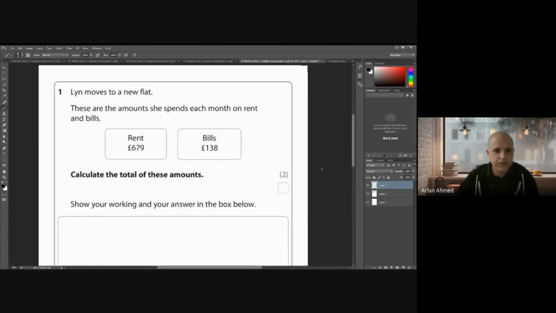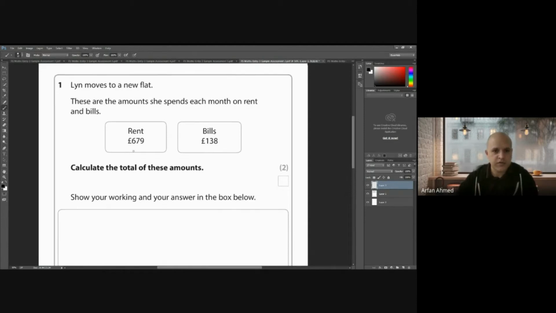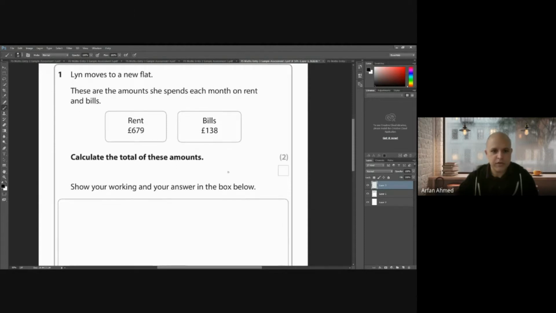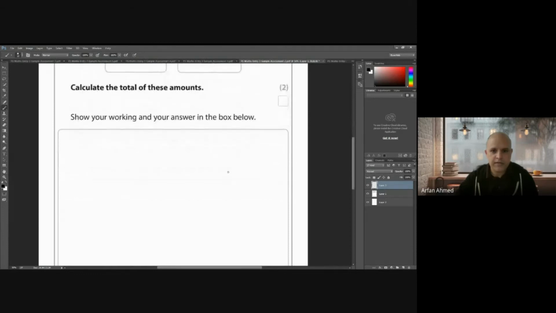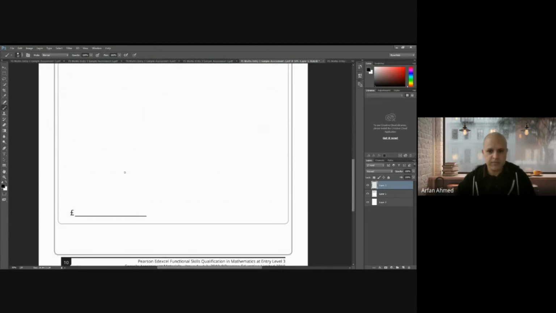So Lynn moves to a new flat. These are the amounts she spends each month on rent and bills. So rent, £679, bills, £138. Calculate the total of these amounts. Show your working and your answer in the box below. So they give us a big box, and there's a line at the bottom here with the pound sign, obviously, where we write our answer.